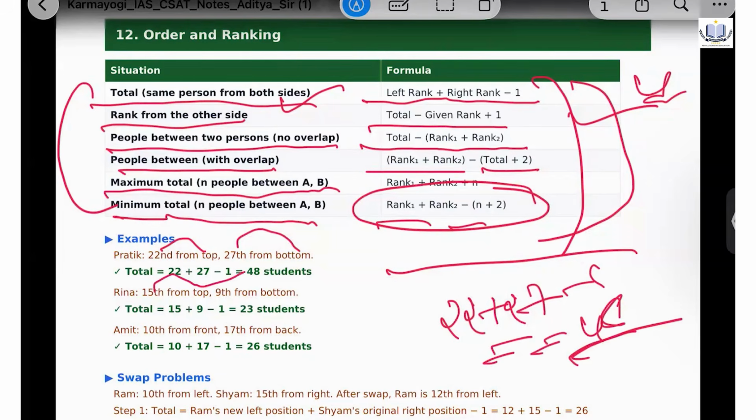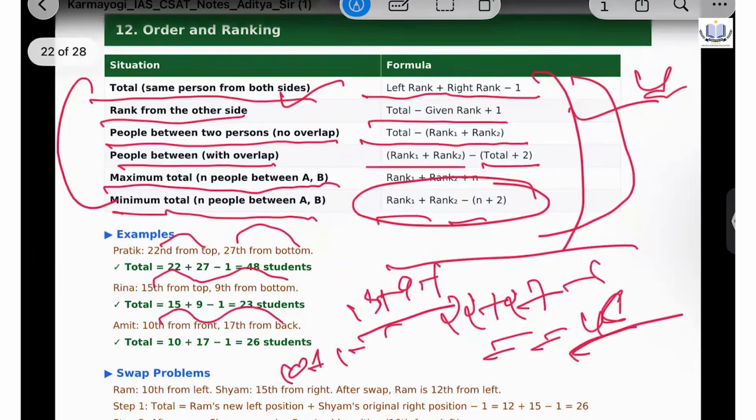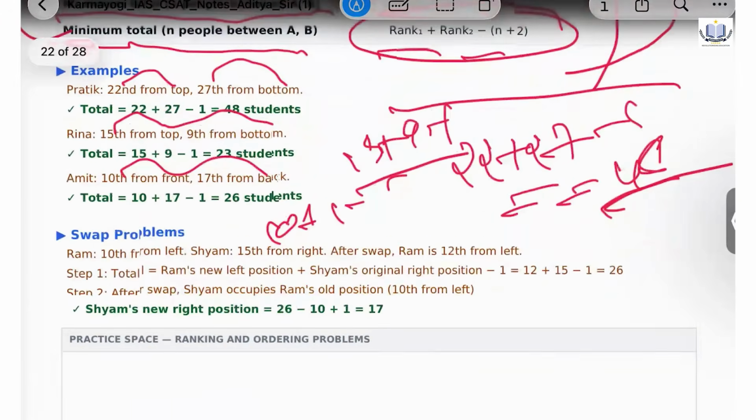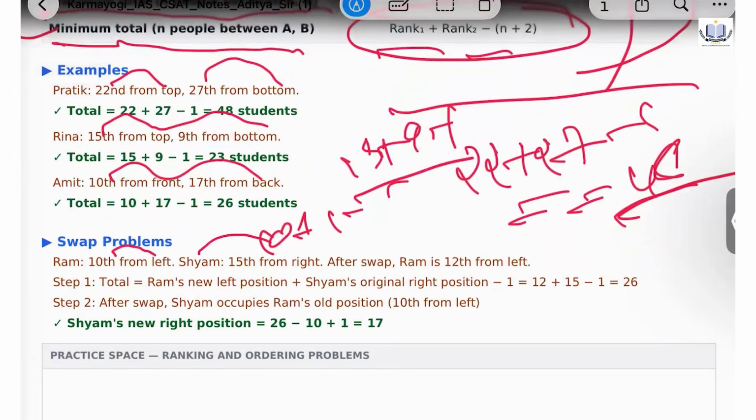Reena, 15th from top, 9 from the bottom. Same लग जाएगा. 15 plus 9 minus 1. 10th from the front, 17 from the back. 10 plus 17 minus 1. Now swap problems. यहाँ difficulty आएगी. Ram 10th from left, Shyam 15th from right. After swap, Ram is 12th from left.